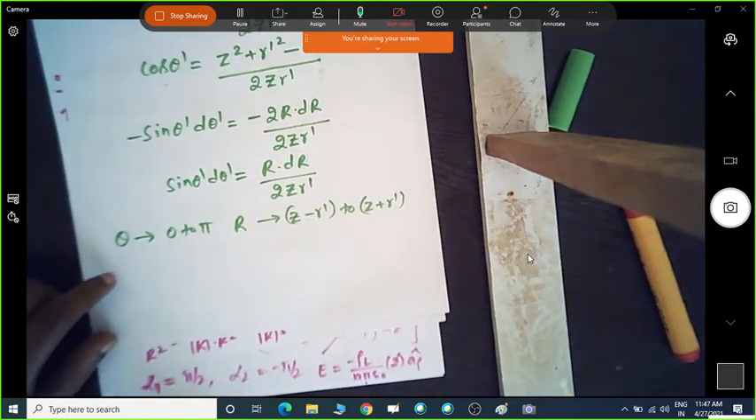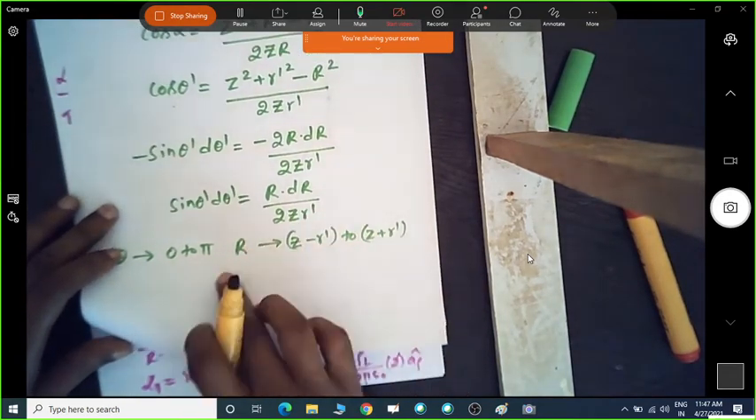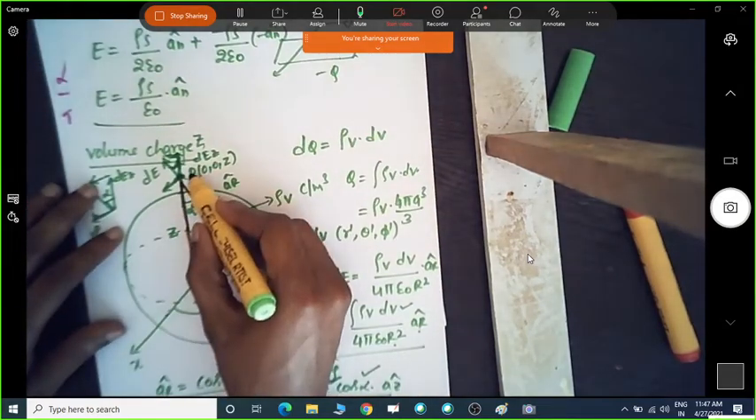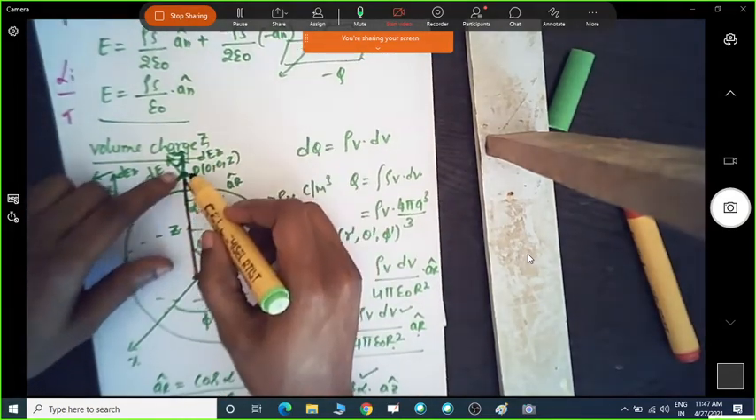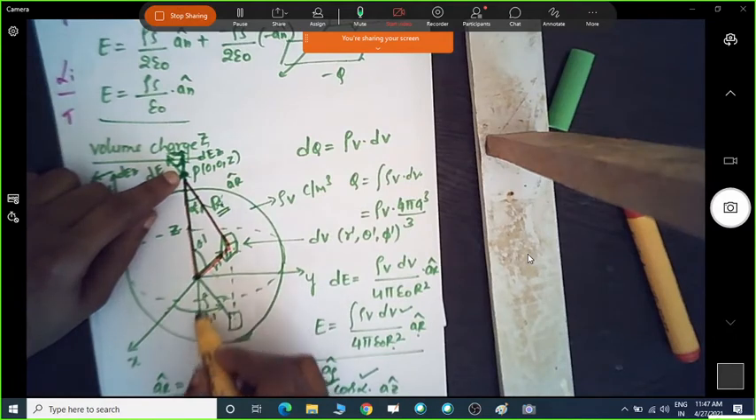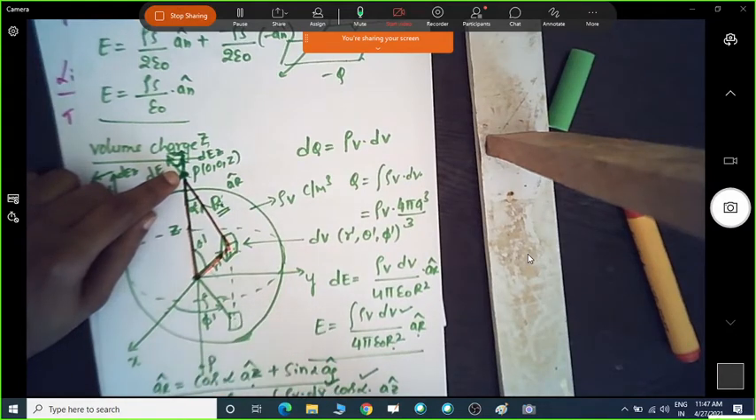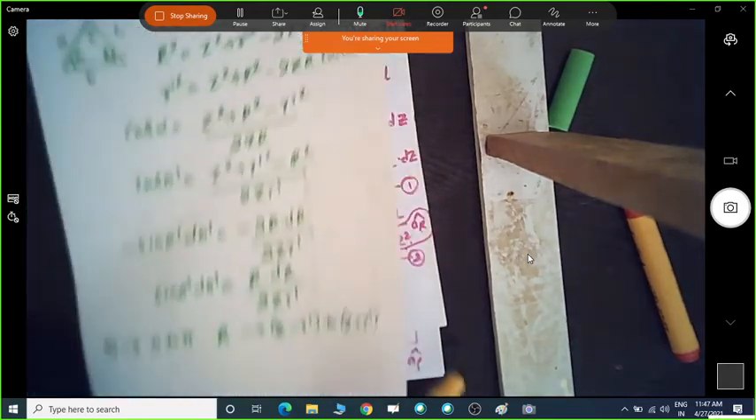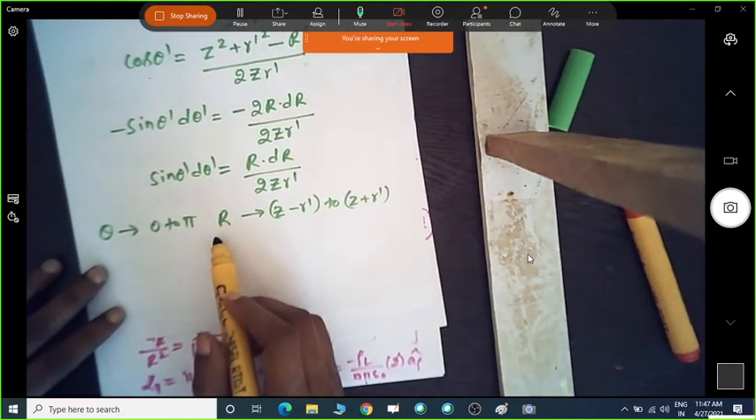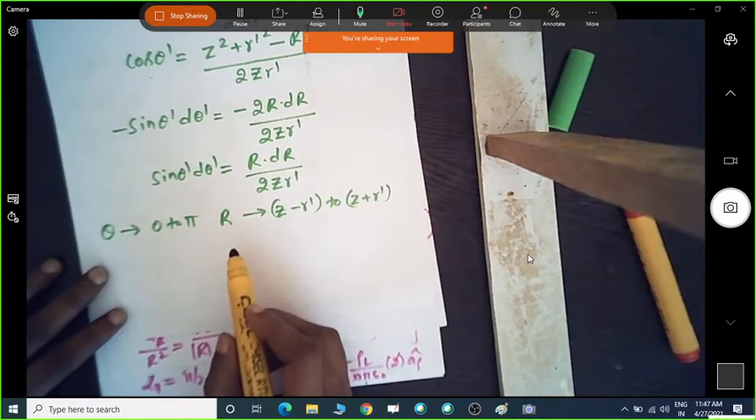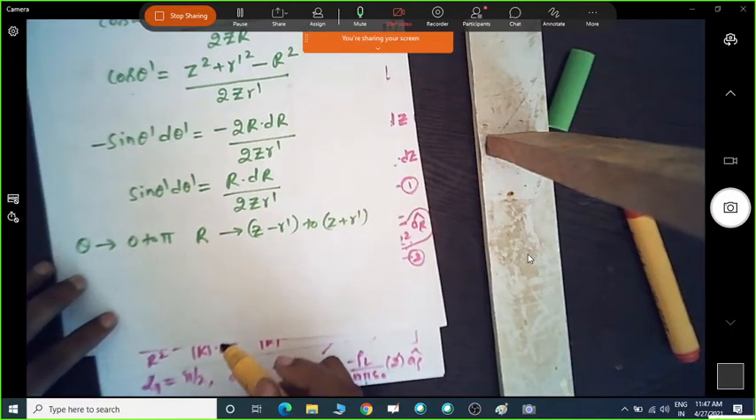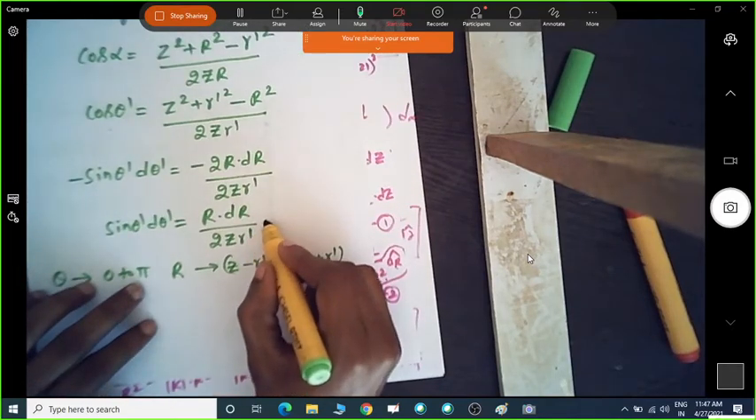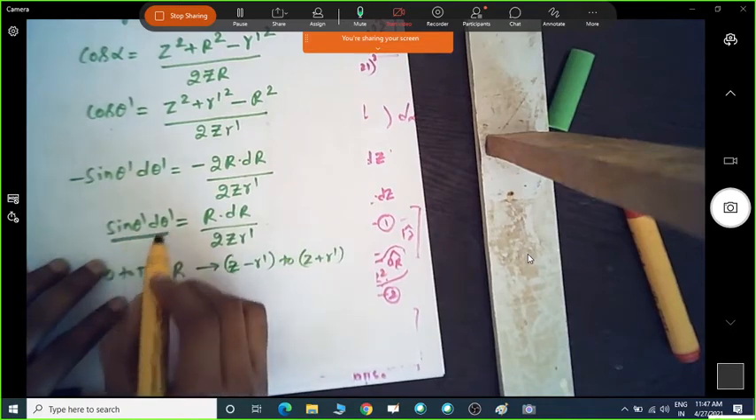Whenever the point p is outside the sphere, in the negative direction also, if I take it here, then it will give z plus r dash. So these are the values with respect to theta dash. Now substitute this sin theta dash into d theta dash.